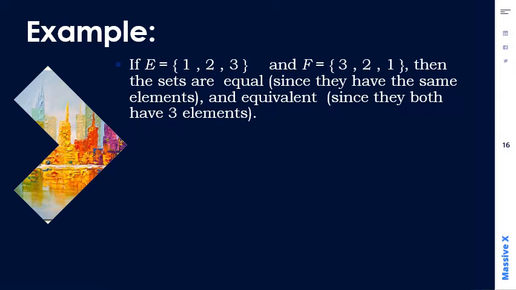Okay, example: we have set E with elements 1, 2, 3, and set F with elements 3, 2, 1. Then the sets are equal. They are equal because they have the same elements. So the elements of set E are 1, 2, and 3, and for set F, we have 3, 2, and 1. So they are also equivalent, since they both have 3 elements.